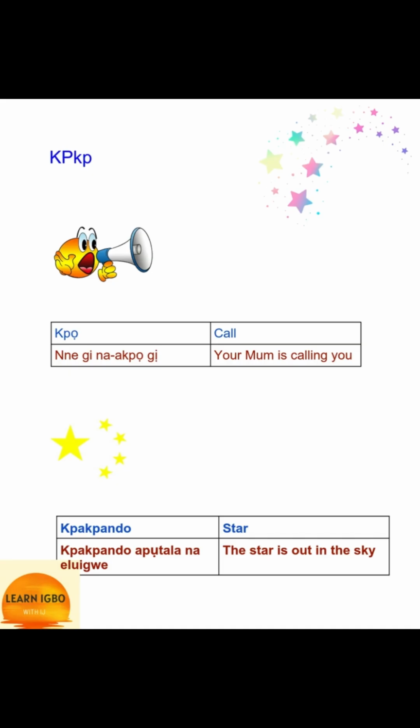Second example, kpakpando, star. How to use it in a sentence: Kpakpando apụtala n'eluigwe. The star is out in the sky. Kpee, kpọọ, kpee, kpakpando. Thank you. Daalunu.